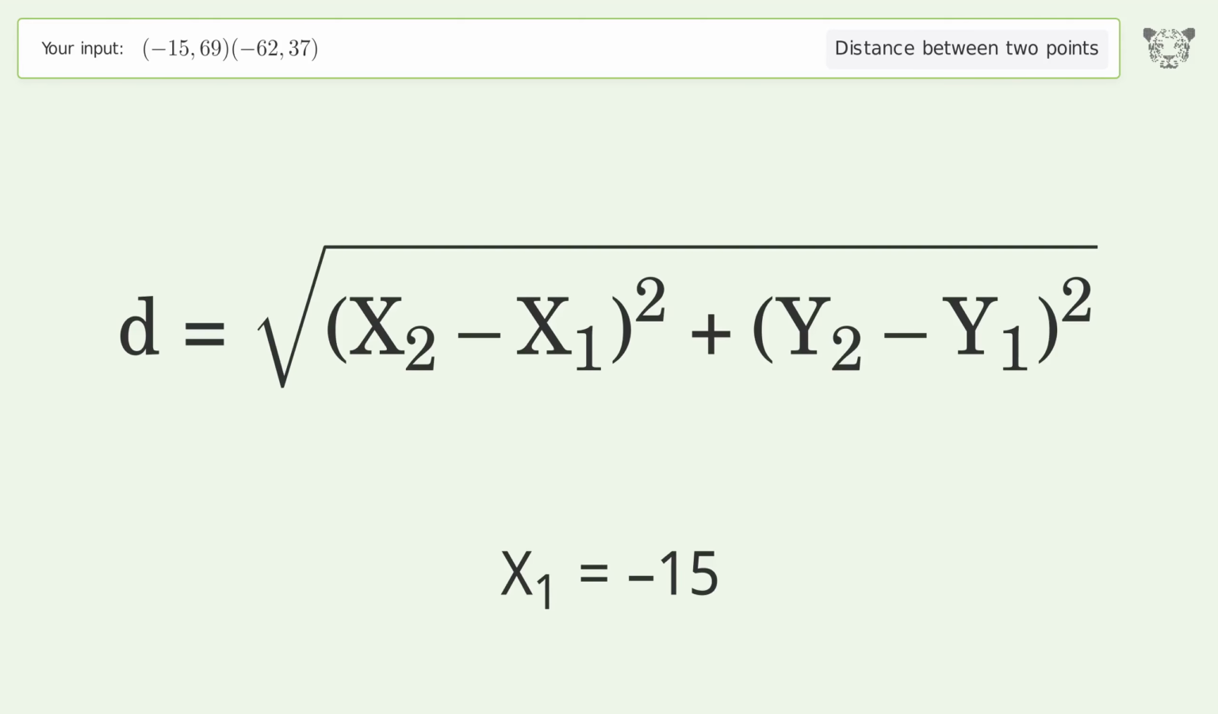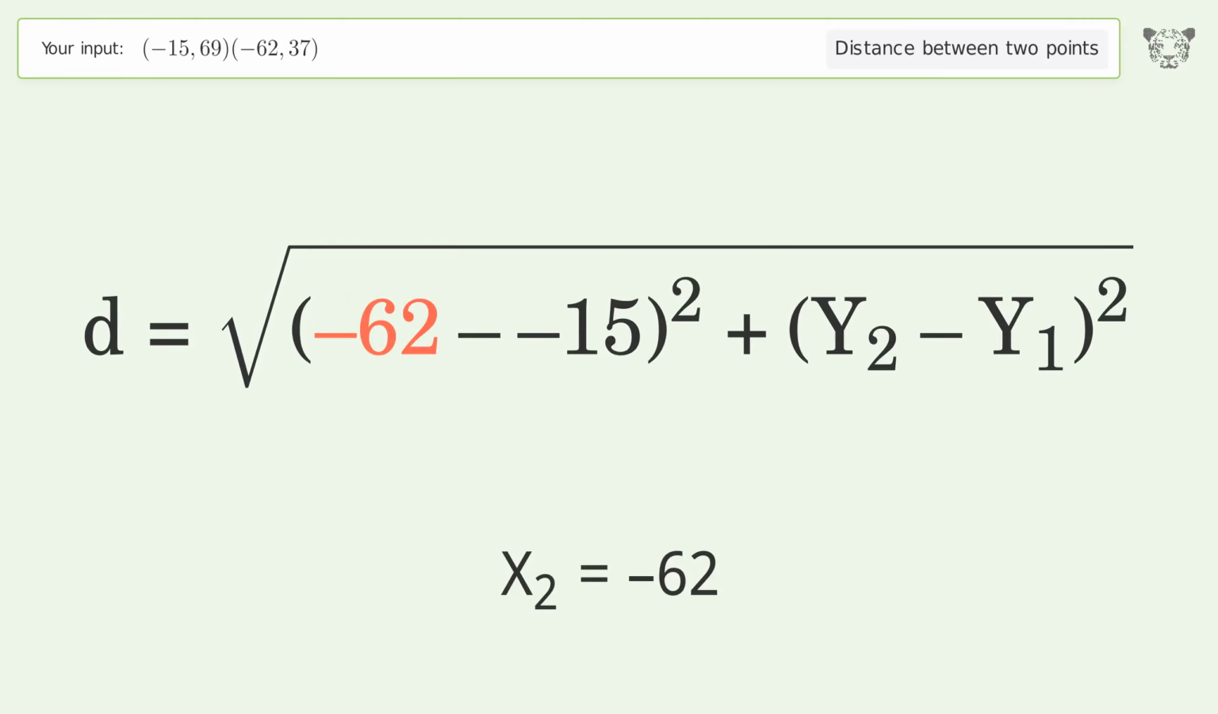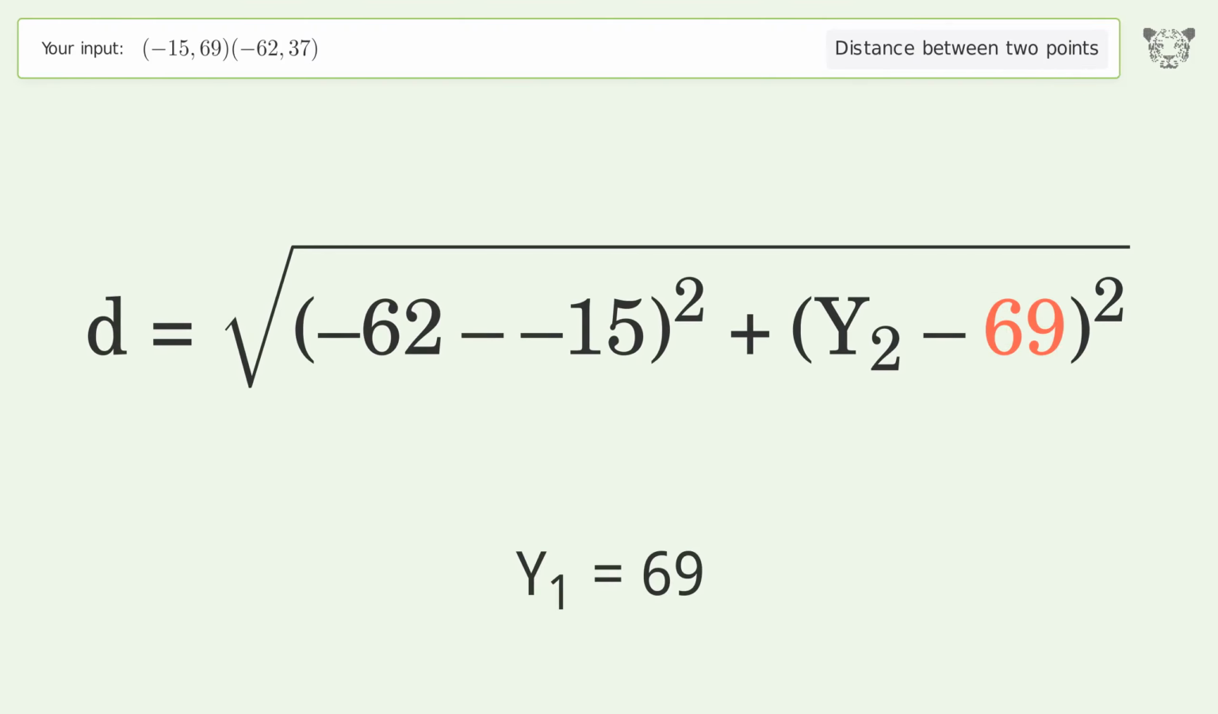x1 equals -15. x2 equals -62. y1 equals 69. y2 equals 37.